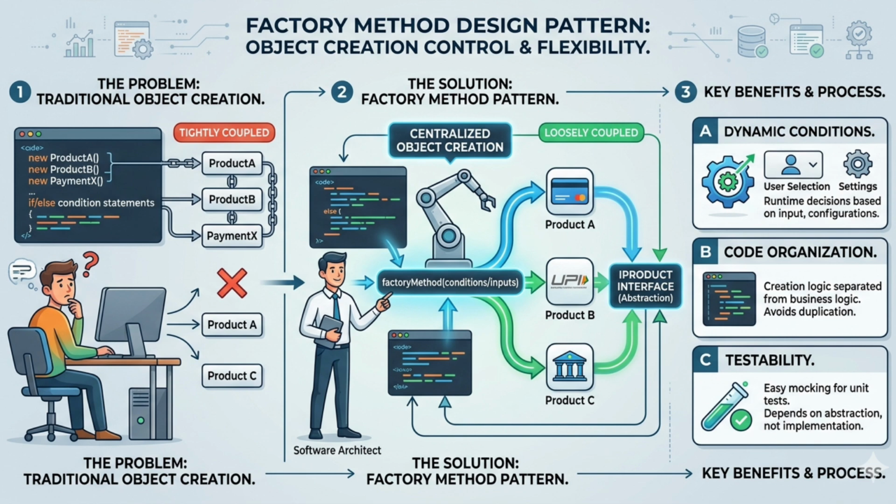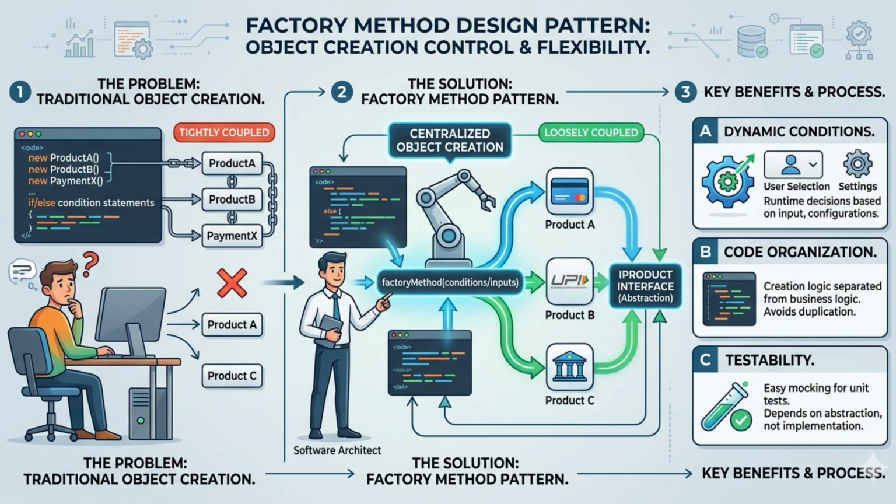For instance, consider a payment processing system where users can choose between credit card, UPI, or net banking. Instead of writing multiple conditional statements throughout the application, a factory method can handle the decision-making process and return the appropriate payment object. Another key aspect of the factory method pattern is its ability to improve code organization. By centralizing object creation logic, developers can avoid duplication and ensure consistency across the application. It also makes the code easier to read and understand, as the creation logic is clearly separated from business logic.